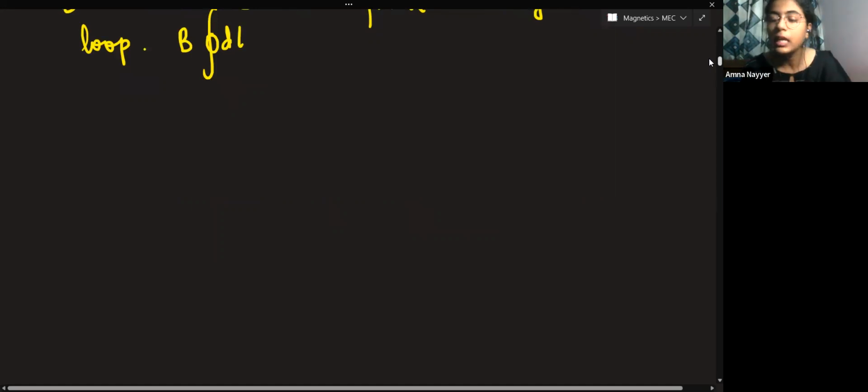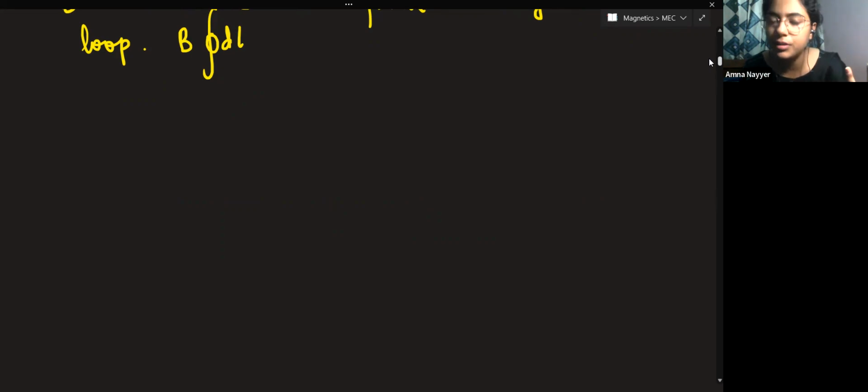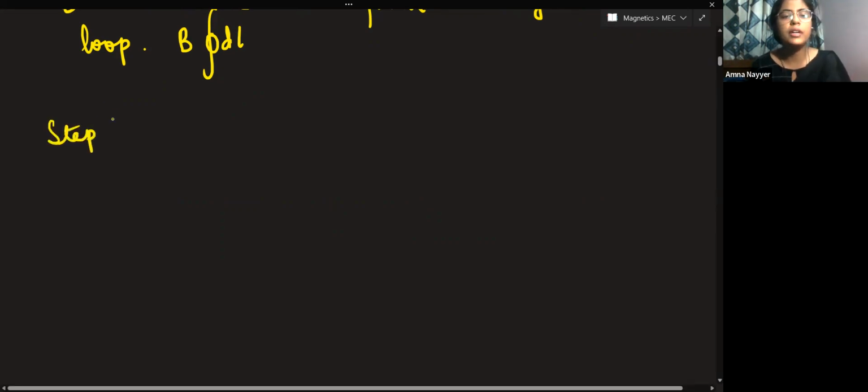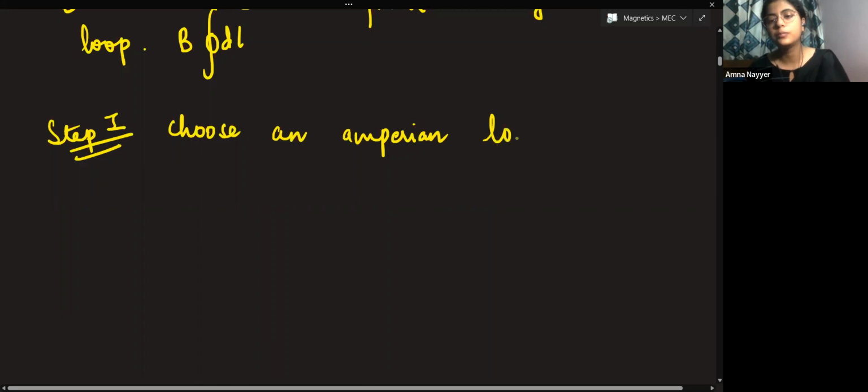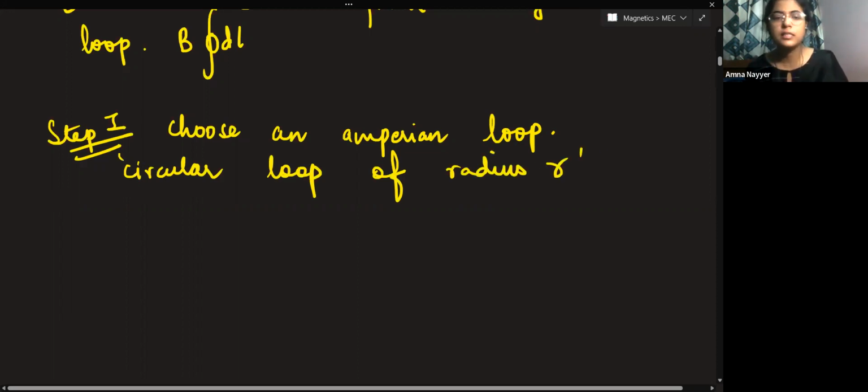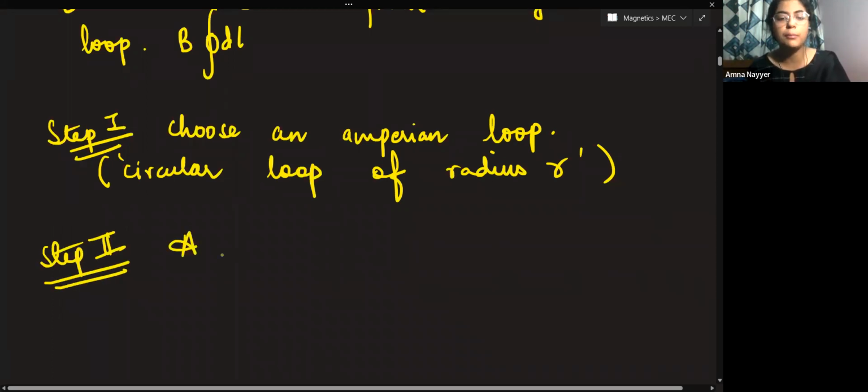So step 1 has already been covered. Now we'll see the process or procedure to use Ampere's Circuital Law. Step 1, as already discussed, is to choose an Amperian loop. So basically, this is a circular loop of radius, let's say, r. This is the circular loop of radius r. This is the first step. Now step number 2, where you actually have to apply Ampere's Circuital Law. Here the application of Ampere's Circuital Law is valid.